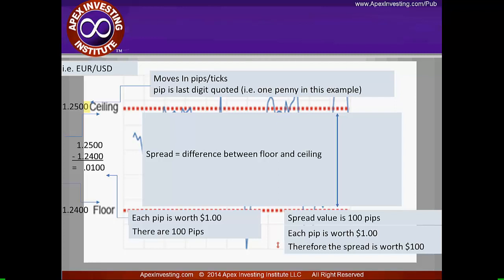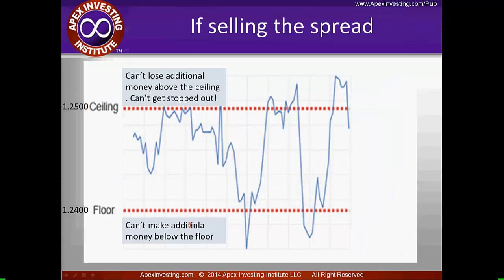Now, I don't have to hold it till expiration. We'll talk about that in a second, okay? Again, I can't make additional money above the ceiling if I bought the spread. So I can sell the spread or I can buy the spread. That's why I don't like that some marketing genius a long time ago decided it was a good idea to call them bull spreads. They're not bullish. They're bullish if you buy them, they're bearish if you sell them.